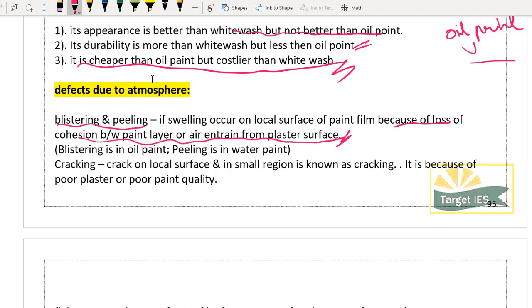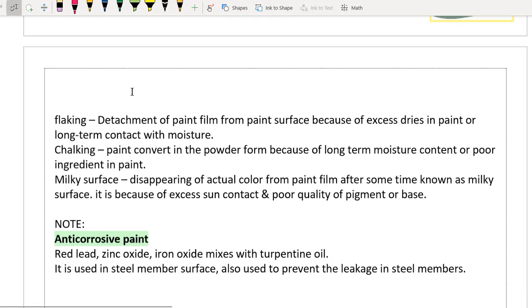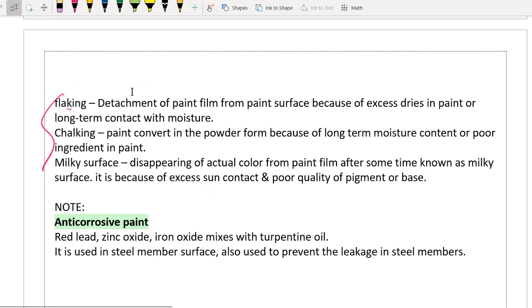Okay, so blistering and peeling दोनों भी एक ही होता है. ब्लिस्टरिंग हम यूज़ करते हैं ऑयल पेंट लैंग्वेज में. In oil paints we will be using this blistering, and peeling we will be using in water paints. Okay, so that is the only difference. And then we have cracks. You know how the cracks will be, right? So next we have flaking. एक बार ये डेफिनेशन भी पढ़ लेना, शायद पूछ सकता है. Okay, so then we have flaking.